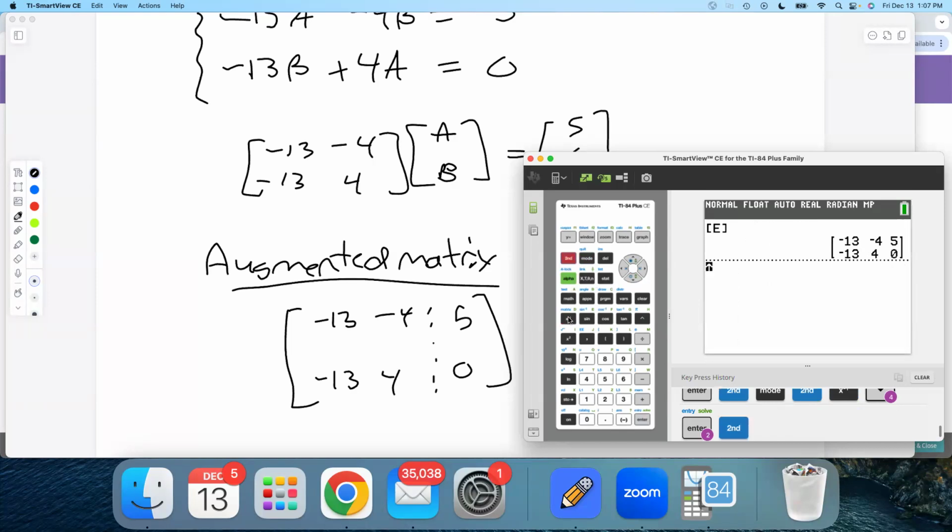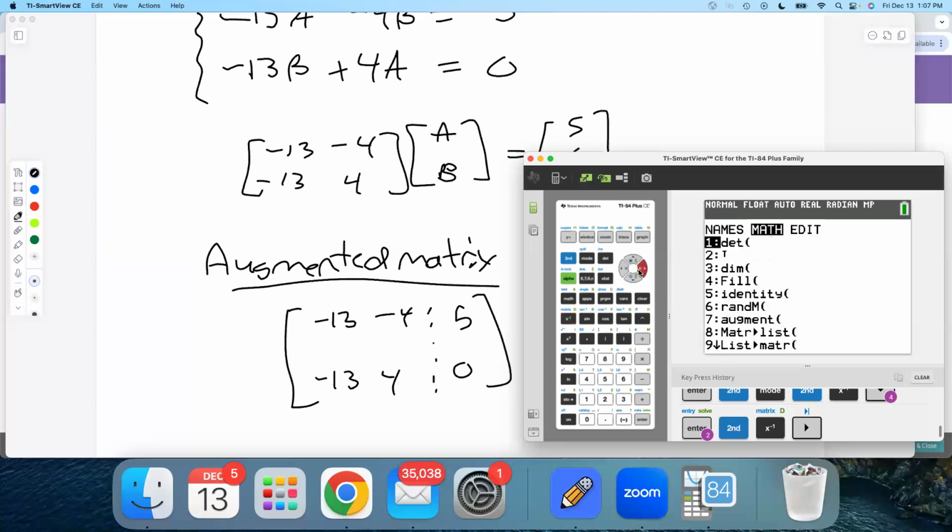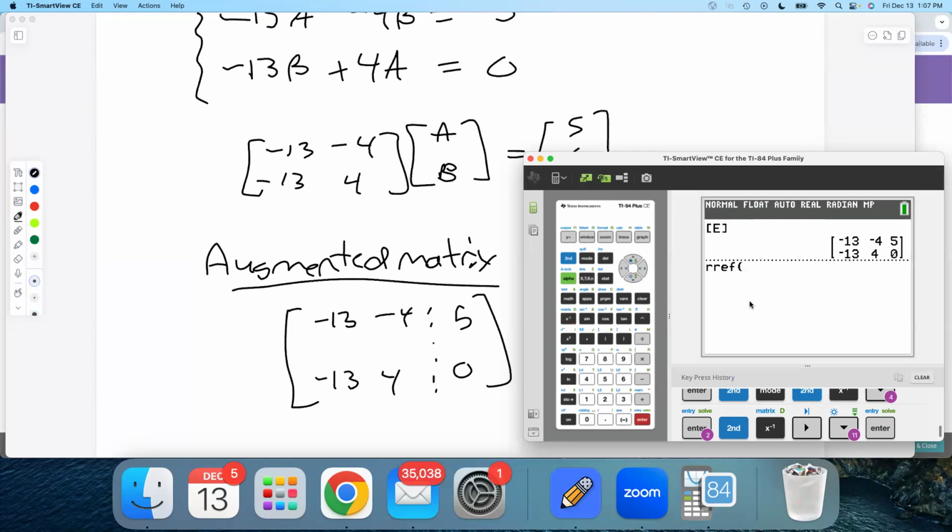We're going to go back into the matrix menu. We're going to go over to math, and we're going to go down to row reduced echelon form, RREF. We hit enter, and right now it's asking me, which matrix do you want to use?